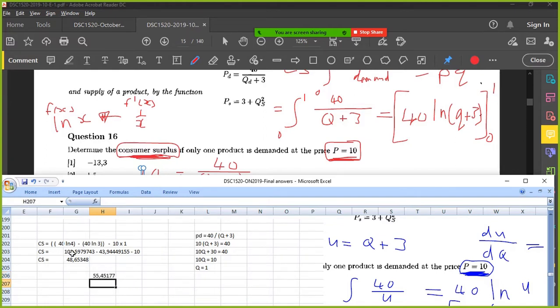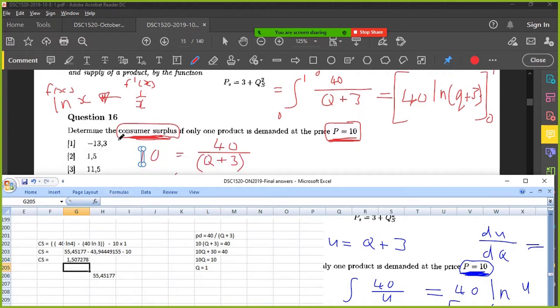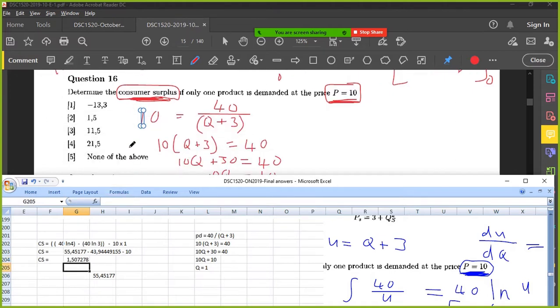Okay, 55.45. So this figure needs to change. 55.45177. Okay, and then let's update the answer. Maybe we'll get an option that's there. I think last time we went with none above. Let's see what we get now. I get 1.5. Yes, there we go. All right, yeah, you do get the right answer.